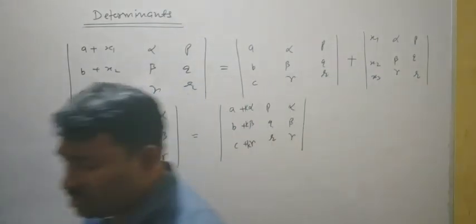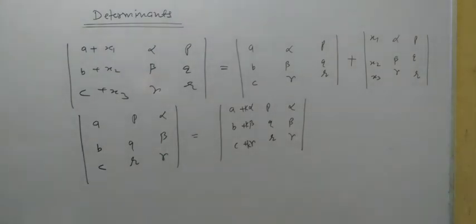Now the last theorem is the factor theorem. If the elements of a determinant that involves x are polynomials in x, and if the determinant is equal to 0 when a is substituted for x, then x minus a is a factor of this determinant.